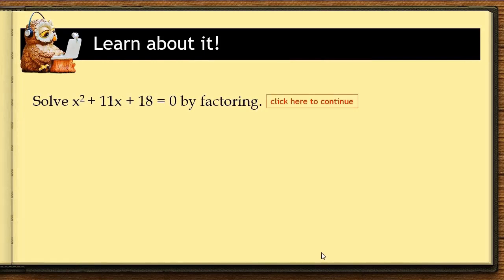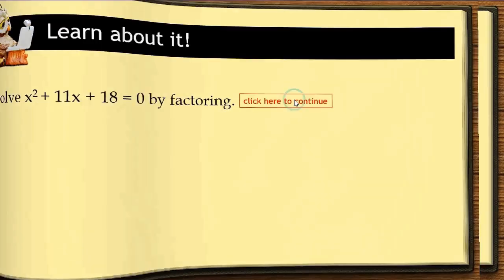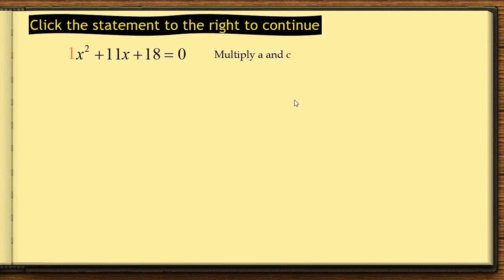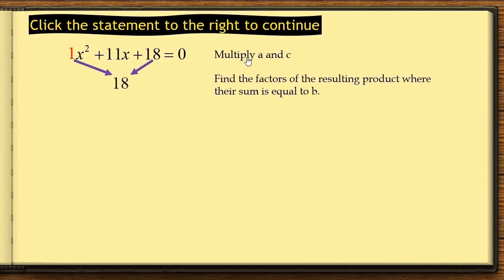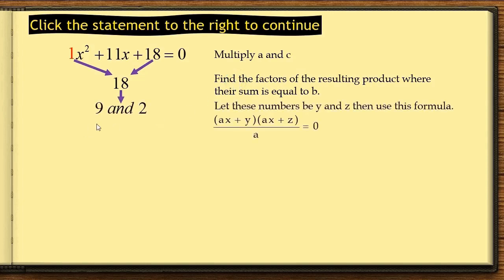Let us solve this equation by factoring. The equation is already in standard form, so all we have to do is to multiply a and c. In our example, the value of a is 1 and the value of c is 18. Therefore, the product is 18. Now, we need to find the factors of the resulting product where the sum is equal to b. So in this case, we have 9 and 2. If we add 9 and 2, the answer is 11.